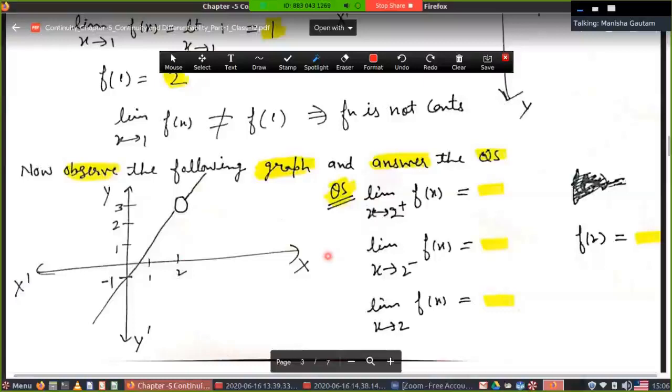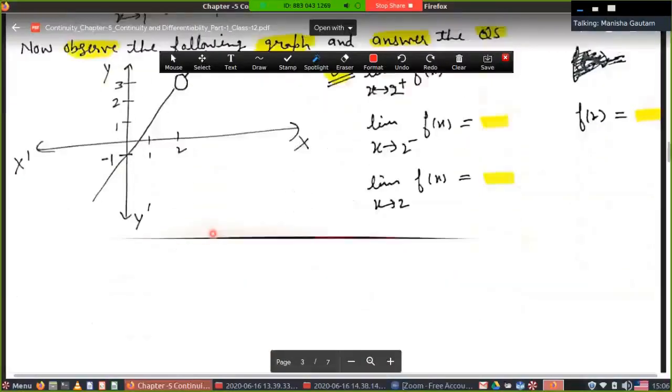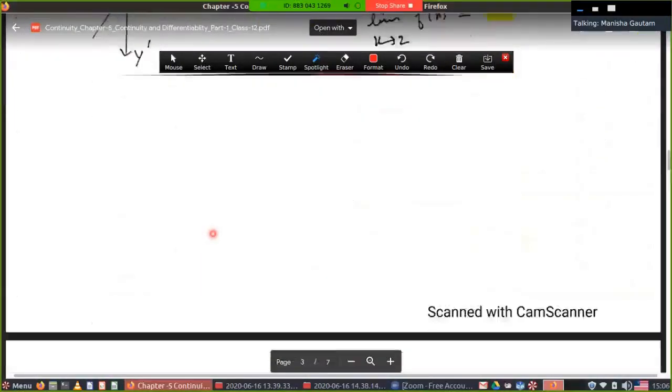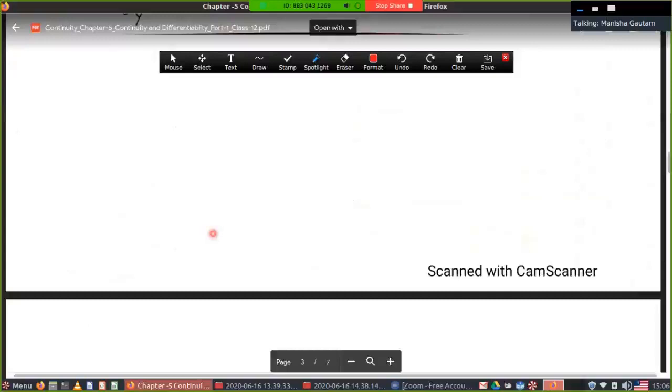No, because at x equal to 2, the limit is not equal to the value at x equal to 2. That's why the function is not continuous. Or you can see from the graph, the graph cannot be plotted without lifting the pen. So the function is discontinuous. Now do 2 or 3 further graphs. I have given 2 or 3 graphs for you.